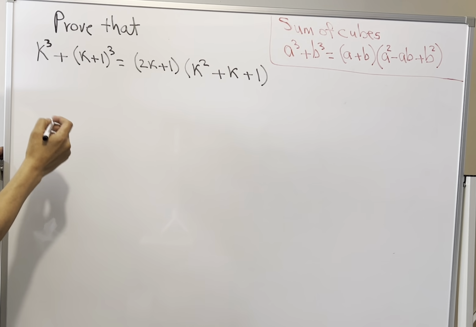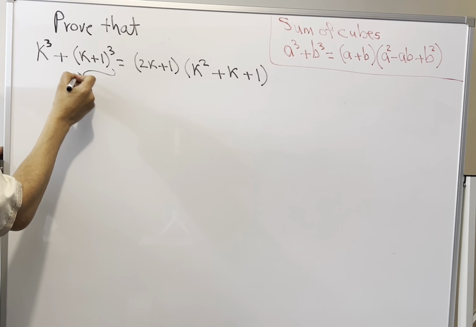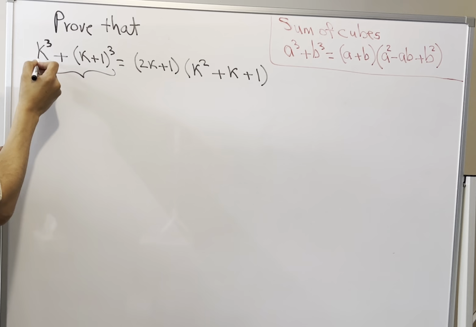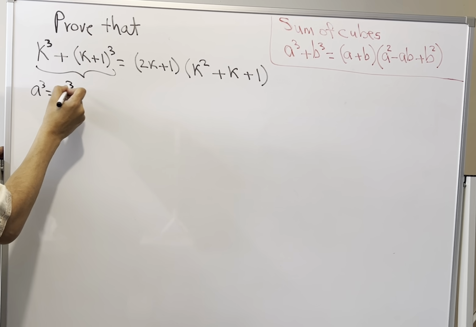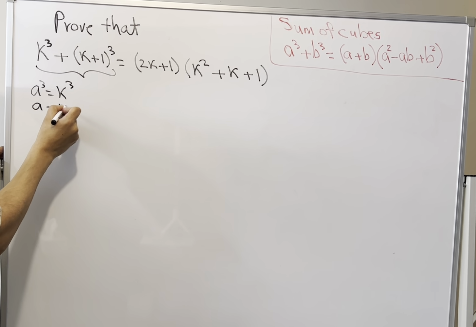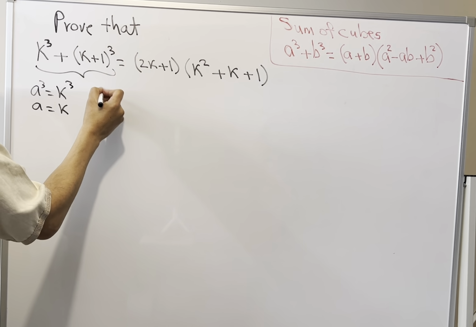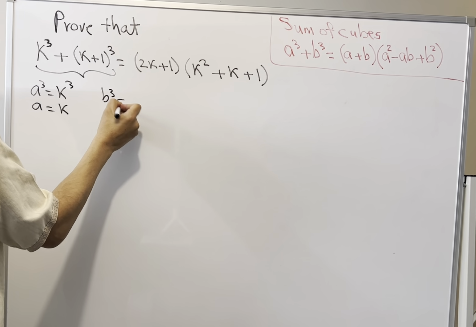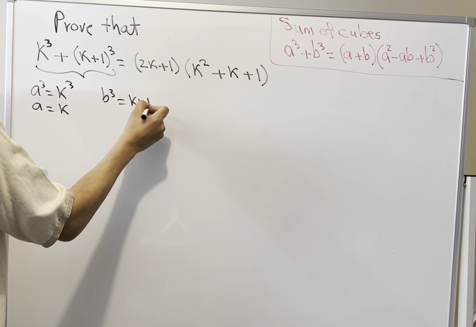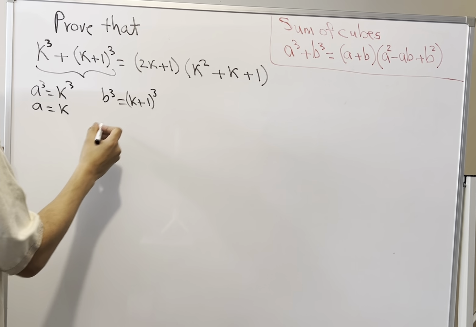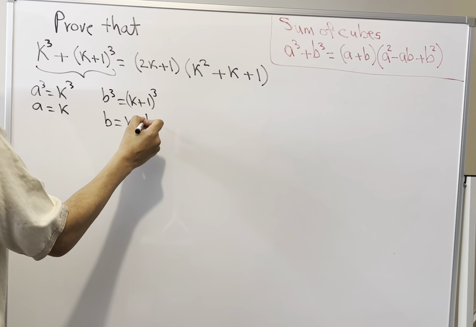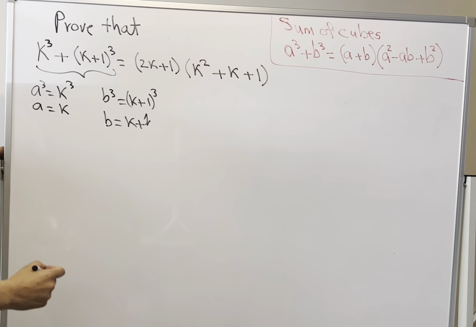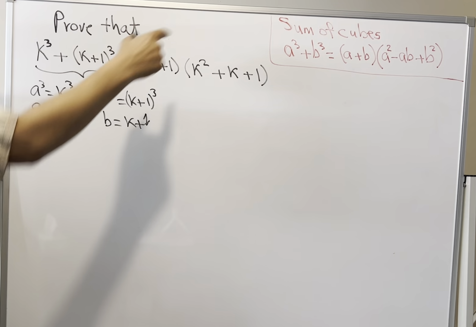If I'm looking at this right here, k cubed is the a cubed. So if a cubed is k cubed, then a would be k. And the b cubed is the (k plus 1) cubed, and therefore b equals k plus 1. Okay, now let's apply it to there.